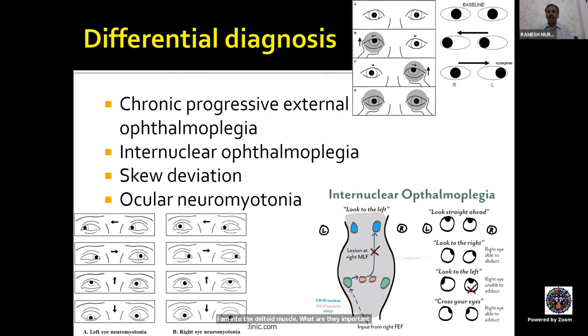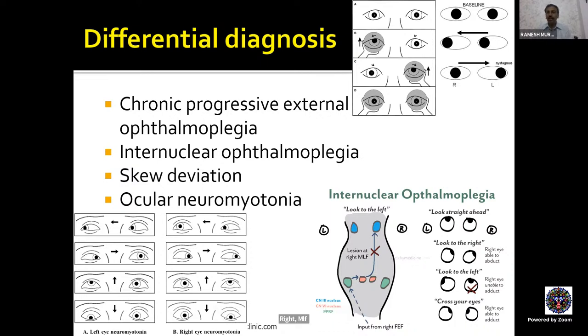What are the important differential diagnoses? The first differential diagnosis is chronic progressive external ophthalmoplegia, which we're going to discuss subsequently, so I'll just skip it for now. The second is internuclear ophthalmoplegia. In this condition, there is adduction weakness in one eye, and in the other eye, there is abducting nystagmus. And usually there is a lesion at the right MLF.